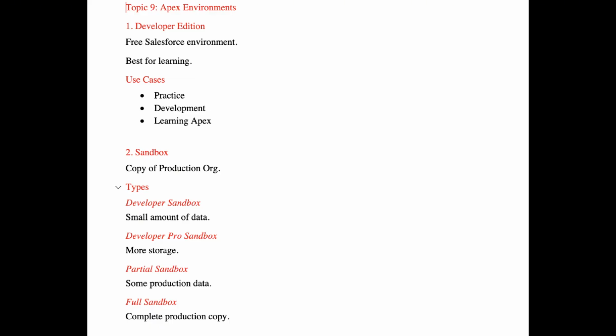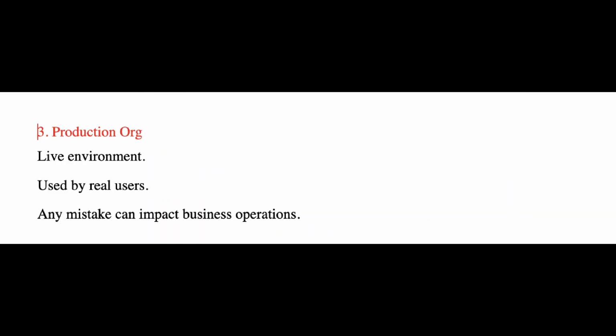2. Sandbox. Copy of production org. Types. Developer Sandbox. Small amount of data. Developer Pro Sandbox. More storage. Partial Sandbox. Some production data. Full Sandbox. Complete production copy. 3. Production org. Live environment. Used by real users. Any mistake can impact business operations.